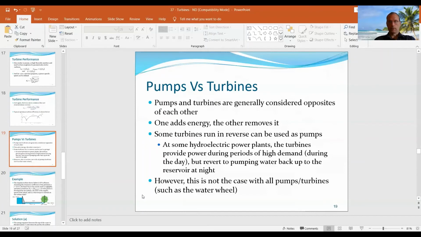So when you have high demand, you have that thing turned on. When you have low demand, though, you might not need it. So what you do is you take that extra energy and you actually turn that turbine into a pump and pump the water back up so you can use it again the next day during high demand. Again, it's not the case for all pumps or turbines. A water wheel, you can't run that in reverse because it's not very efficient.